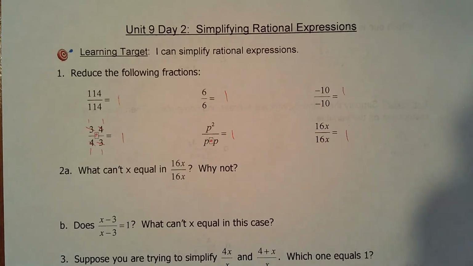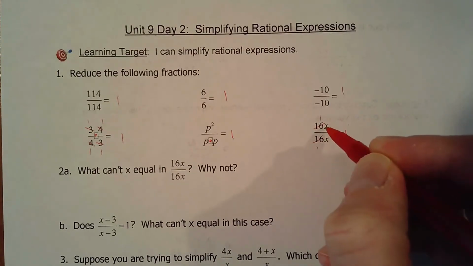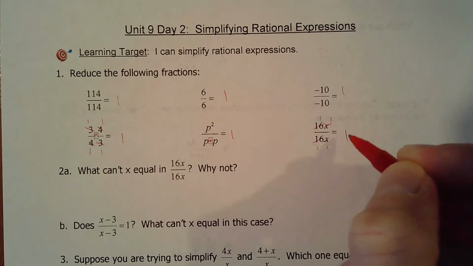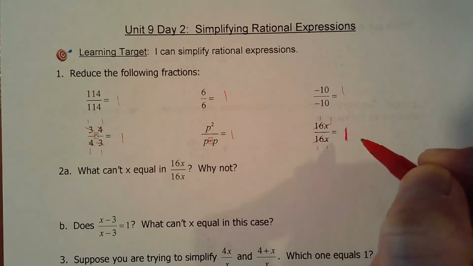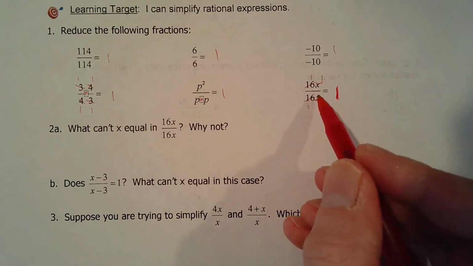So this last one here, the 16s I would reduce to 1 and 1, and then the x's would cancel each other out. So 1 on top, 1 on bottom would equal 1. But what can't x equal? There's one thing that x should not equal, otherwise this expression cannot be computed.